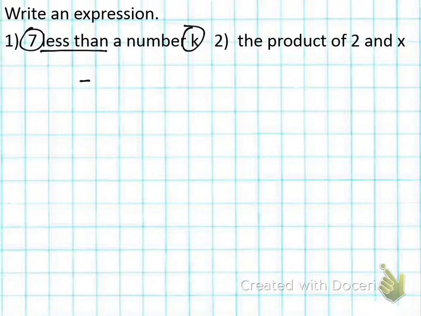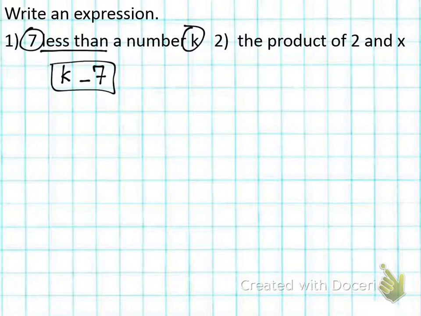So a lot of times students write 7 minus k, but does this really mean 7 less than k? No, what does it say? 7 less than k really means we have to put the k first. So we're going to write the subtraction sign because we know it's less than. We can put k minus 7. And what that means is 7 less than k. Okay, so that's number 1.